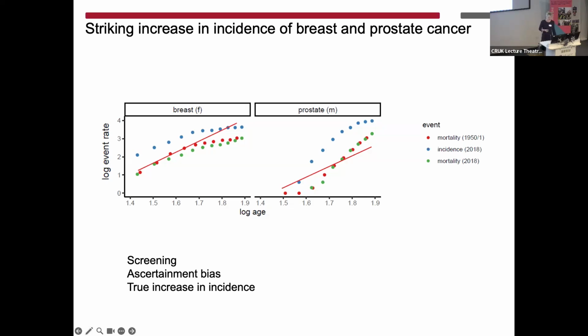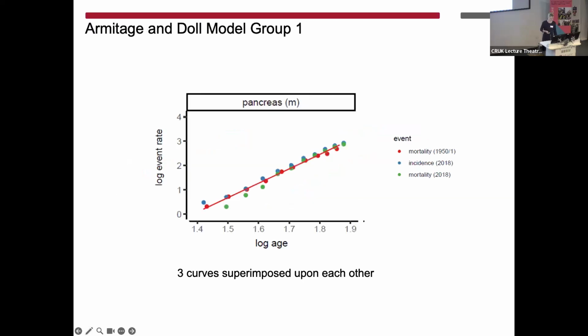And if you look just with a wide-angled lens, what's really clear is how the blue dots are so separate from the green and the red dots, which I suppose really does show how much of an increase of incidence of breast and prostate cancer we've had. And you could speculate on a number of reasons why. It could include screening, the advent of prostate-specific antigen, ascertainment bias, and possibly a true increase in incidence. But when we looked at the data, that's one of the things initially that really struck us. And I'll come back to these curves in a minute.